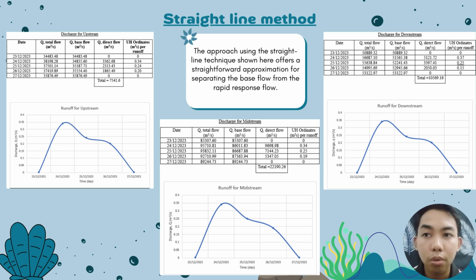which is the straight line technique shown here, offering a straightforward approximation for separating the base flow from the rapid response flow. To find the unit hydrograph ordinates, we are using the data from 23 December 2023 until 27 December. To plot the graph, we have to find the direct flow, which is the formula direct flow equal to discharge minus base flow, and the UH ordinate equal to direct flow divided by runoff depth. So this is the unit hydrograph for the upstream.